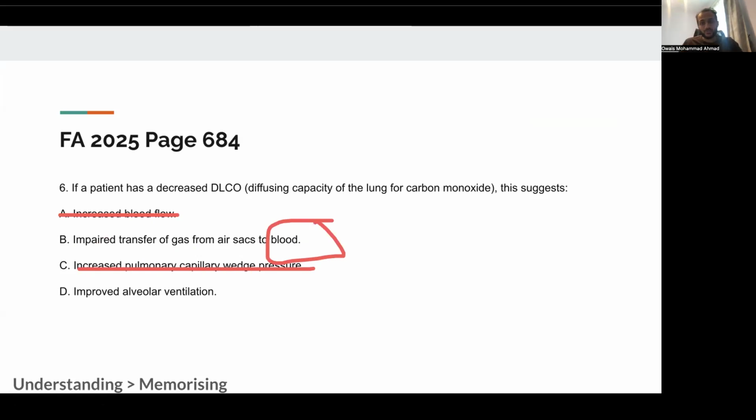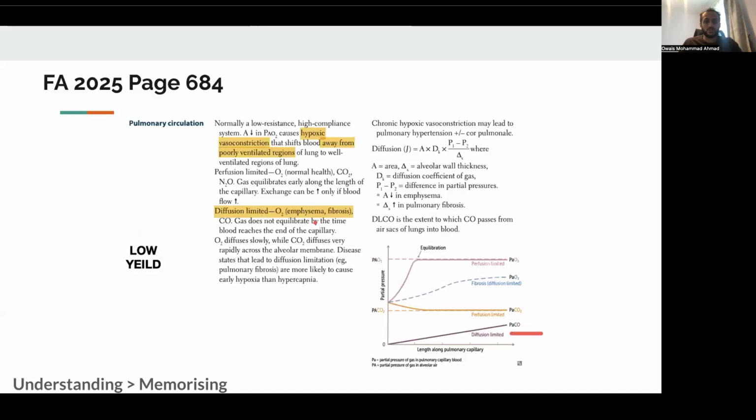All right, guys. So that was a little bit about the pulmonary vascular resistance and the pulmonary circulation. Just to give you a quick recap, it is a low pressure system, highly compliant. Perfusion limited means it happens in normal people. So that essentially means that your blood will come and help you. Diffusion limited happens in sick people with emphysema, and that means that only some things flow fast and some things do not flow fast.